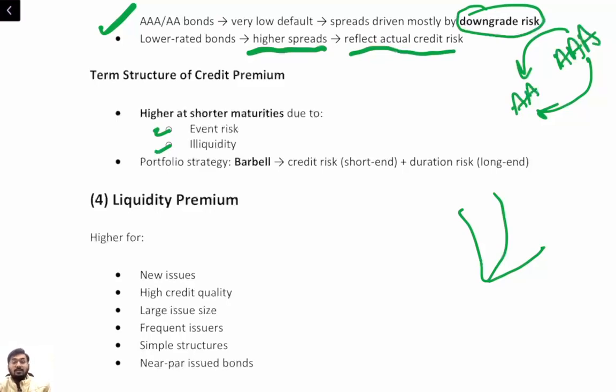Clear? Then we have the barbell strategy. What is this barbell strategy? Barbell strategy means take the credit risk in short term bonds and take the duration risk in long term bonds. Write down. Take credit risk in short term bonds, take duration risk in long term bonds. So basically it is going to give you the higher credit premium for short term bonds, and higher term premium for long term bonds. Clear? So best for both scenarios.